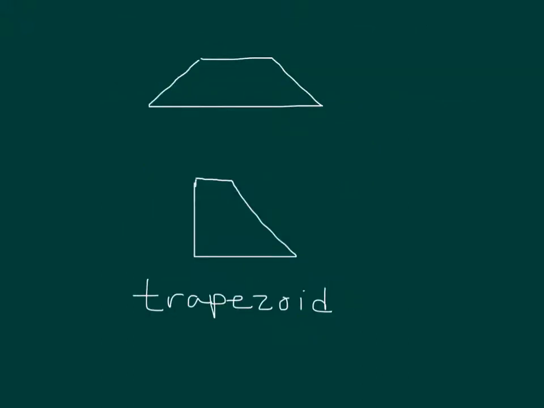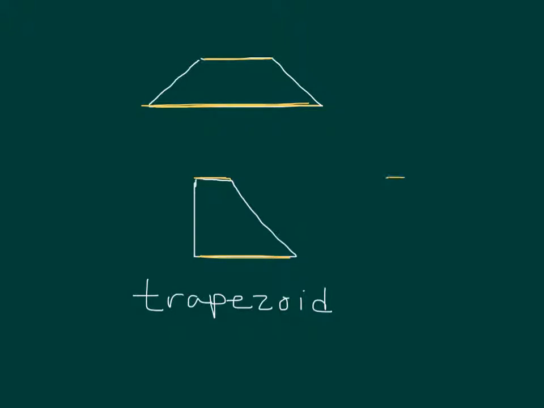Here's another one, a trapezoid. A trapezoid is a quadrilateral with only one pair of parallel sides. It can't have more than one, just one pair of parallel sides. So in my top trapezoid that I drew, this side is parallel with this side. That makes it a trapezoid because it has one pair of parallel sides. And in this trapezoid here, this side is parallel with this side, so it makes it a trapezoid.